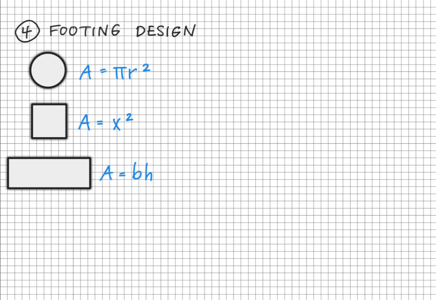If we know that the area of our footing has to be greater than or equal to 41.1 square feet, then all I need to do is find the square root of 41.1 to figure out the length of each side of my square footing. So if x is equal to the square root of 41.1 square feet, then each side of my footing is going to be 6.4 feet.